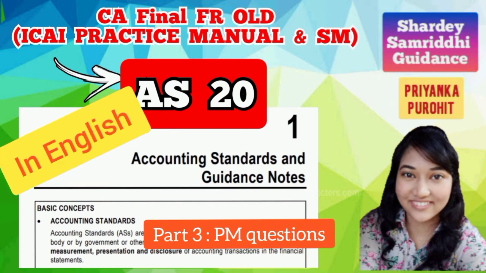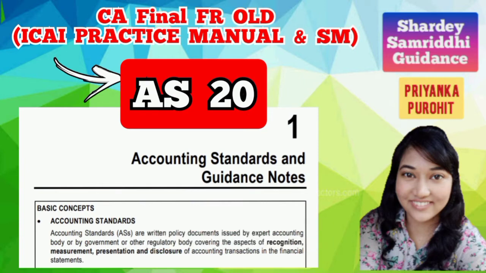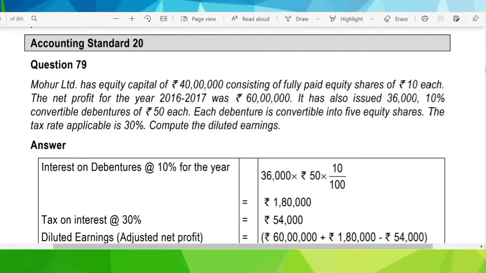So this is the third part of Accounting Standard 20. In this part we will cover practice manual questions except one question which will be covered in the fourth part. So now let us look into the practice manual questions of Accounting Standard 20.